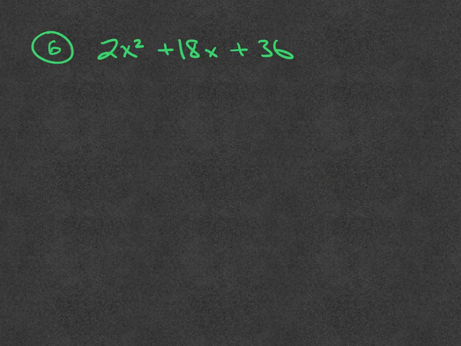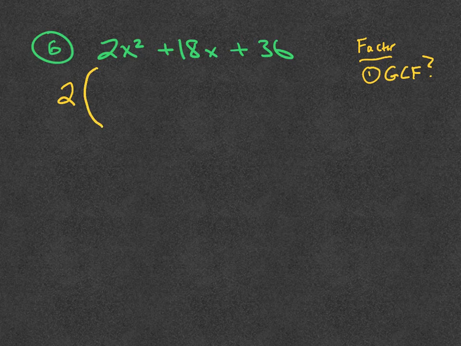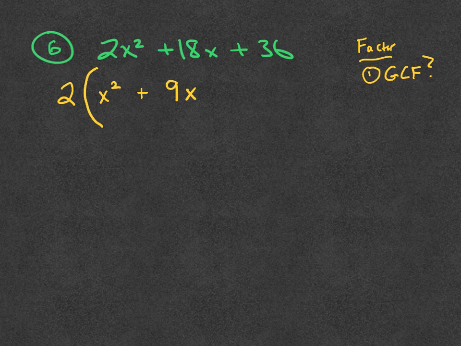Number 6, 2x squared plus 18x plus 36. Greatest common factor here, we can take 2 out of everything, so you'll want to do that. And normally with trinomials, we put the 2 parentheses, but let's go ahead and take the 2 out, and then we'll rewrite the expression, and then we'll do the 2 parentheses after that. So taking the 2 out of that first expression leaves us with x squared. 18 divided by 2 leaves us with 9. And the x, 36 divided by 2, leaves us with 18.